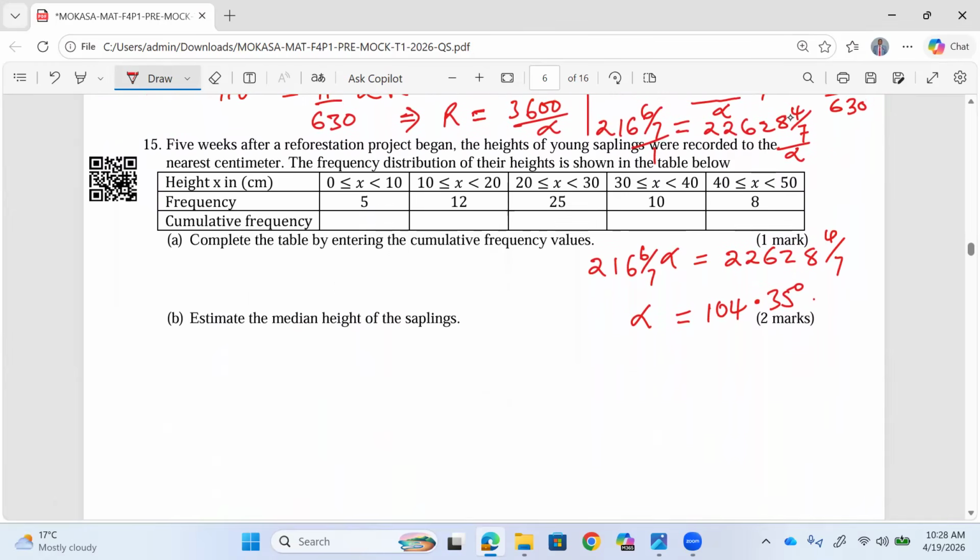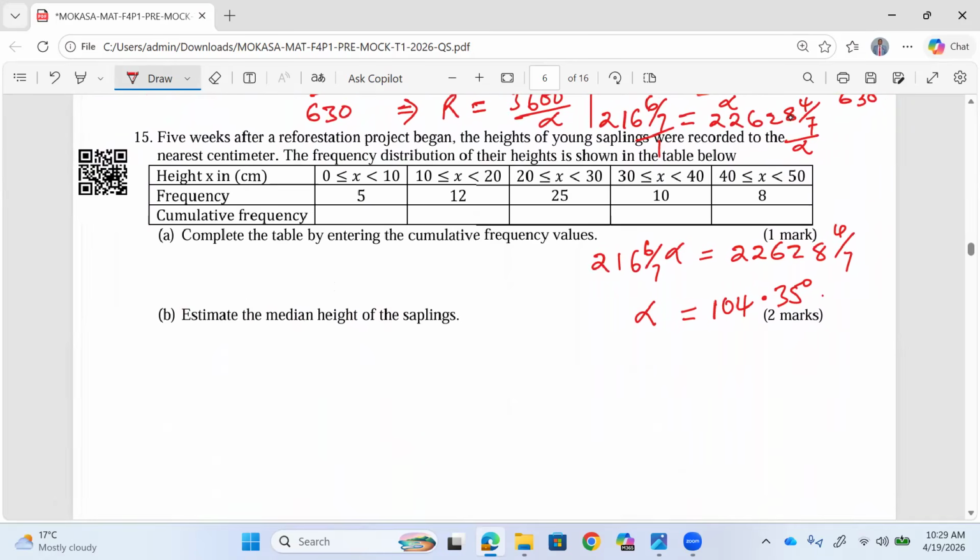Now we check number 15. 5 weeks after a reforestation project began, the heights of young saplings were recorded to the nearest centimeter. The frequency distribution of the heights is shown in the table below. So look at the table. We have the heights x in centimeters. You can see the classes there. Frequencies also there. Then cumulative frequencies. Complete the table by entering cumulative frequency values.